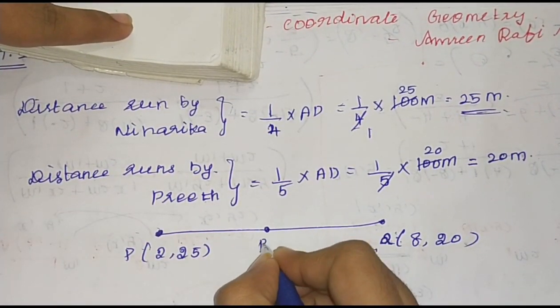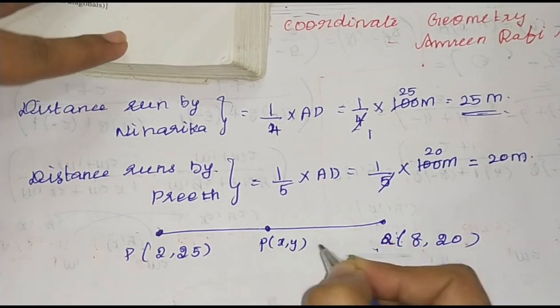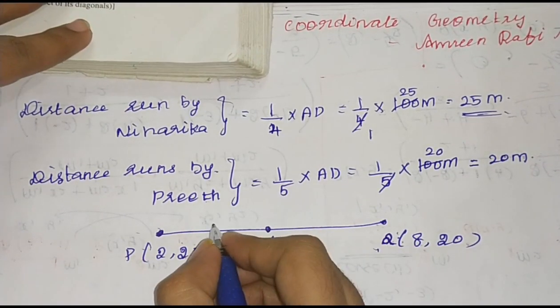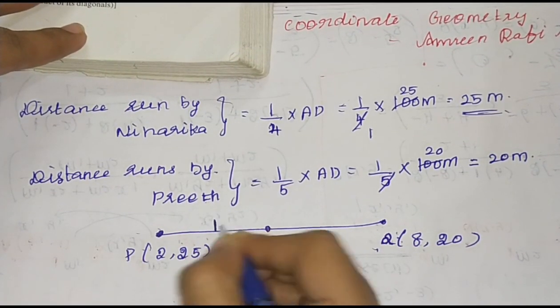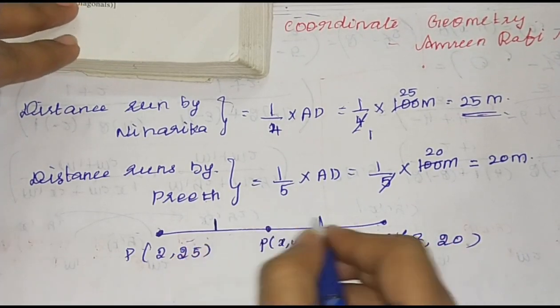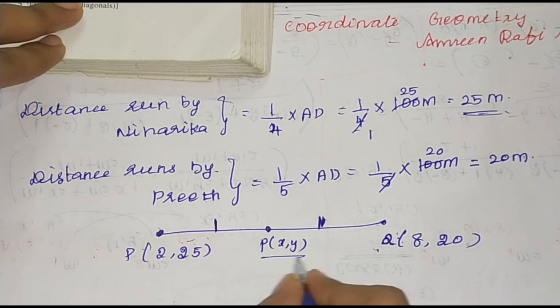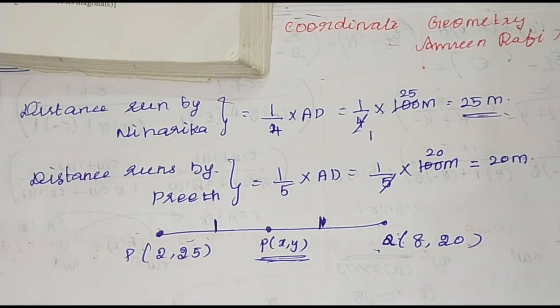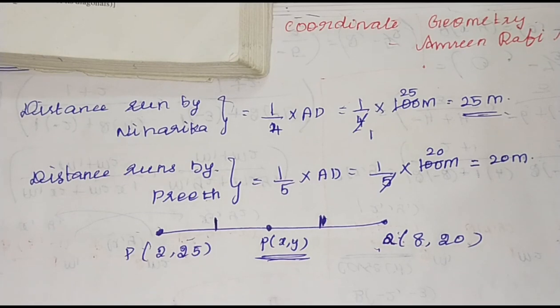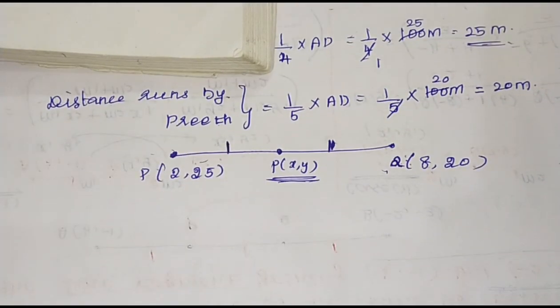Another girl wants to put the flag in the middle. Middle, halfway is given, so midpoint means the ratio we have to consider is 1:1. So here we have to find P of x comma y. For that we have to use the section formula, which you already know very well.